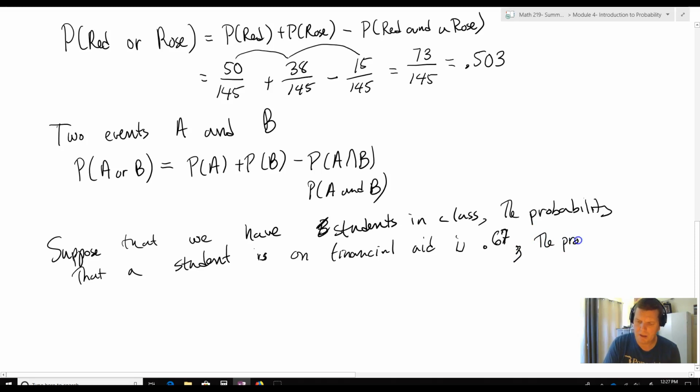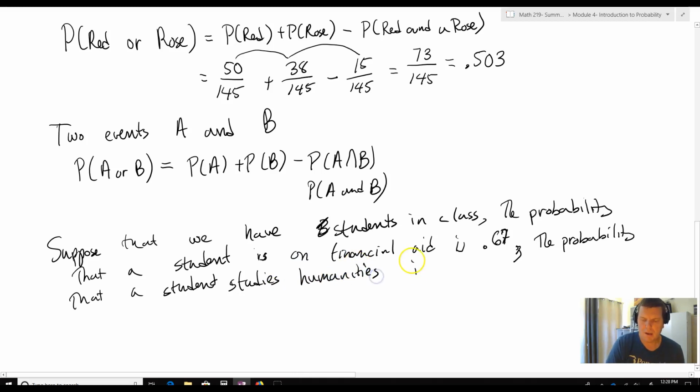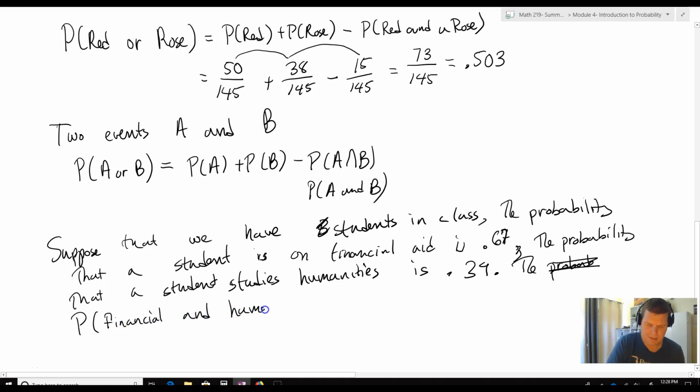The probability that a student studies humanities is 0.39. The probability that a student, and you know what, I'm just going to write this, P, that a student is on financial aid and is in the humanities, that is that they have both, is going to equal 0.21.